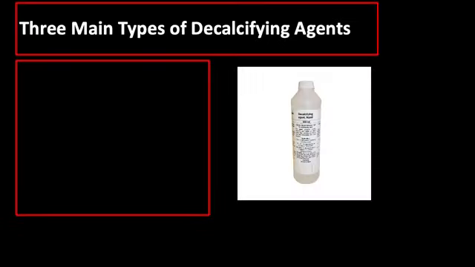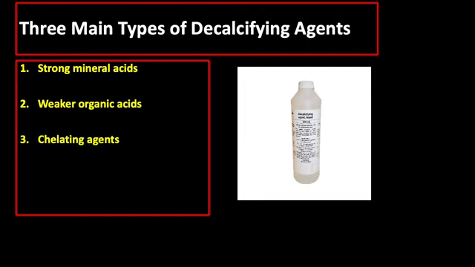The next step after adequate fixation is decalcification proper. There are 3 main types of decalcifying agents: those based on strong mineral acids, those based on weaker organic acids, and those composed of chelating agents. So let us discuss this one by one. Let us begin with acid decalcifying agents.